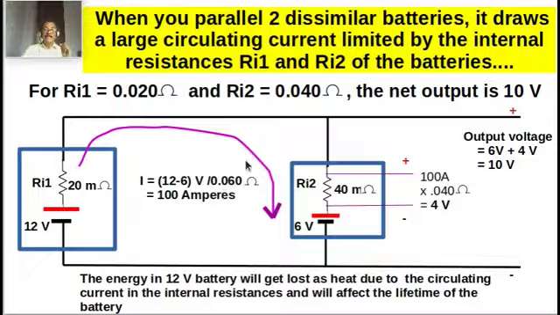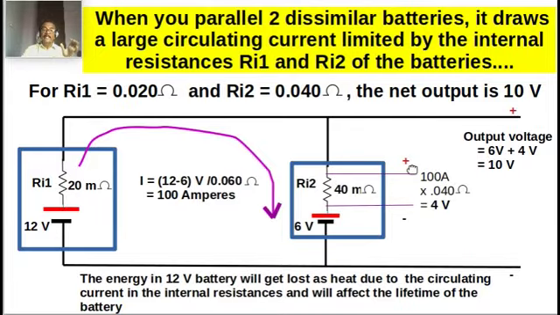Now 100 ampere is flowing between the two batteries themselves. It is not available for the output. So this is one problem, which is the internal circulating current. Now what will be the output voltage? It will depend upon this current I. 100 ampere in 40 milliohm will develop around 4 volt DC across it, so the total voltage will become 6 volt plus 4 volt, which is 10 volt. So the answer for this case is 10 volt, but it will depend upon the Ri1 and Ri2 values, and the current also depends upon the Ri1 and Ri2 values.